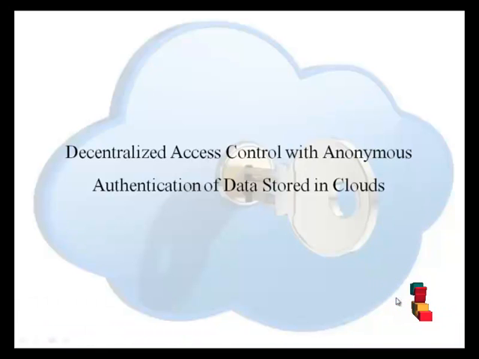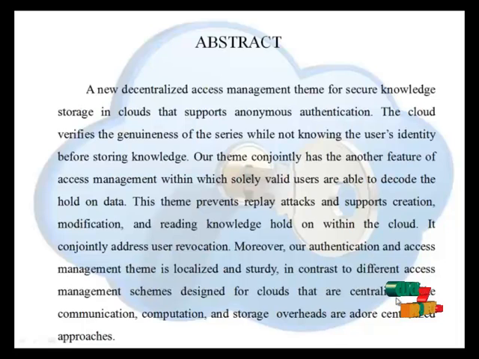Let's see decentralized access control with anonymous authentication of data stored in the cloud. In this process, without a third-party server, we can access data from the cloud. That means the user and cloud will be accessing a file. How to provide security in this process is the main important issue.